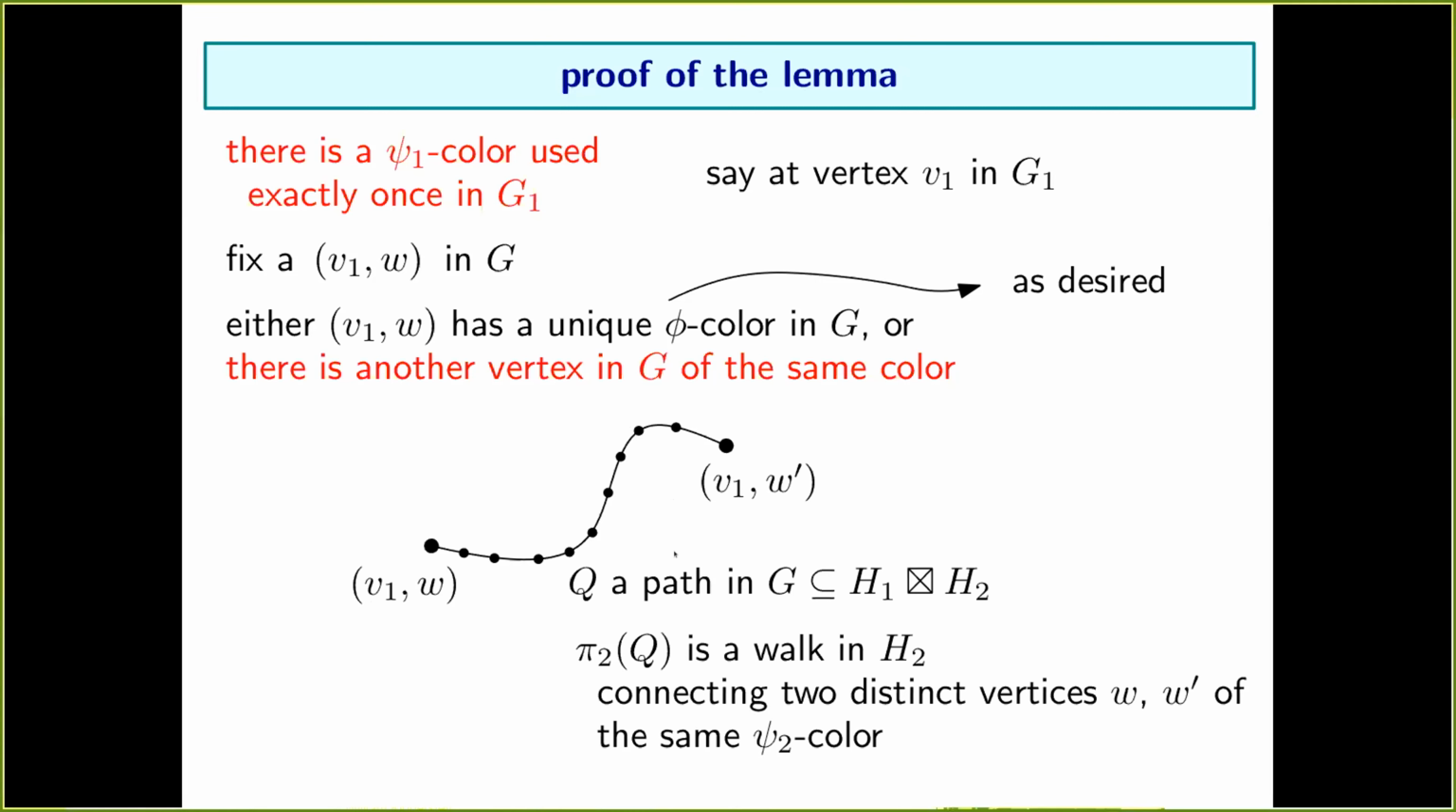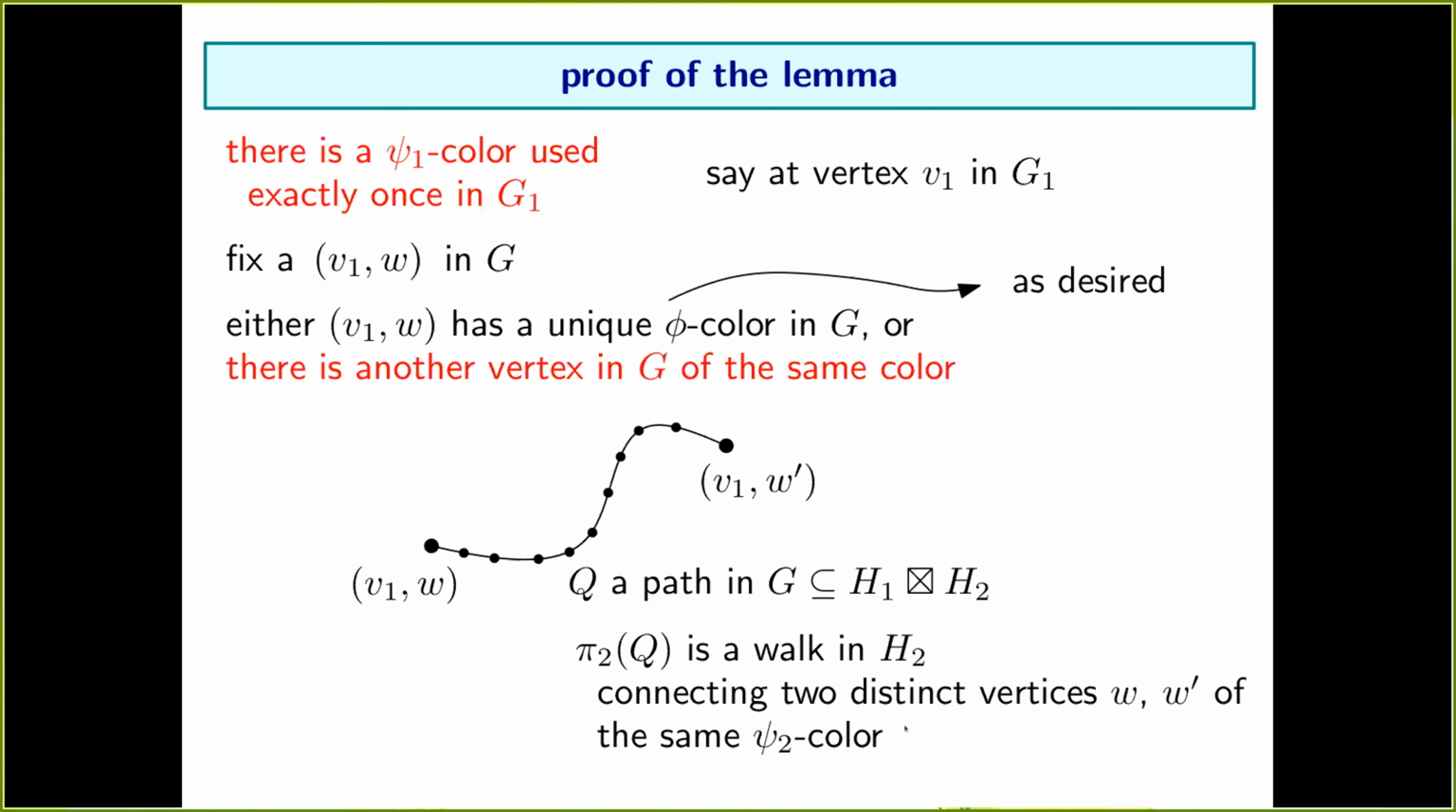Okay, but our graph G that we have taken is connected. So we have a path in G connecting the two vertices. This is Q, a path in G. G is a subgraph, I remind you, of the strong product. And now we can look at this path and project it on the second coordinate. When we project the path on the second coordinate, as I said, we have a walk or lazy walk, right? And this walk connects two distinct vertices, W and W prime, of the same color under C2.